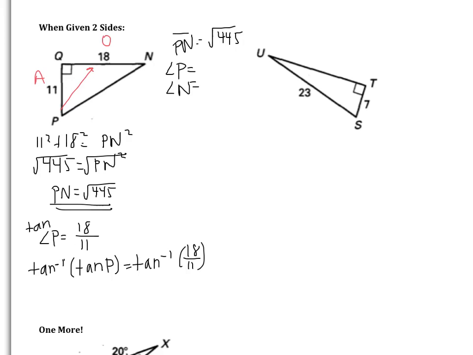Remember on the left side that inverse and tangent are going to cancel. So we get angle P is the inverse tangent of 18 over 11. Now in your calculator, this means you have to do second tangent. When you do that, you should get angle P to be 58.57 degrees.